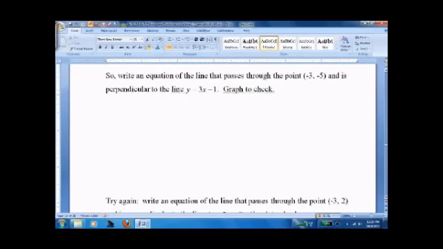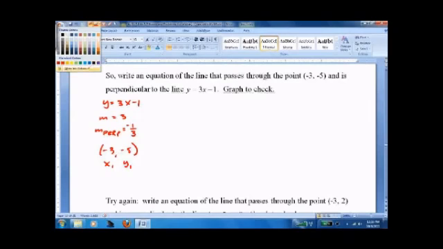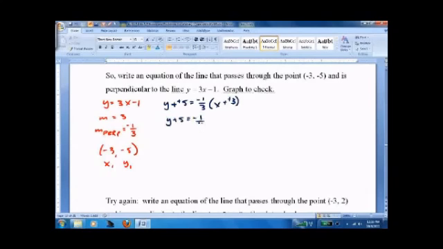An equation of a line that's perpendicular. Well, here's our original equation, 3x minus 1. So m equals 3, therefore m perpendicular equals negative 1/3. So take that, let's write our (-3, -5), call that x1, call that y1. Let's go point slope. y minus negative 5 equals negative 1/3 times x minus negative 3, they become plus. y plus 5 equals negative 1/3 (x plus 3).